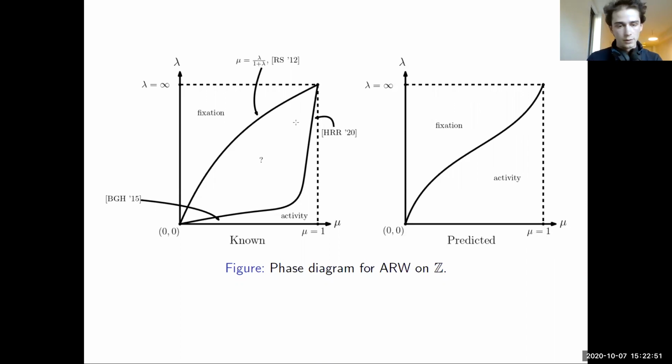What are these three theorems actually saying? The first one says there's some fixation regime above this explicit curve up here. And then we have some activity regime. The 2015 result says that this activity regime extends all the way down to this bottom left corner down here. And the 2020 result says that it extends all the way up to the top right corner. So that's maybe an easier way to think about it.